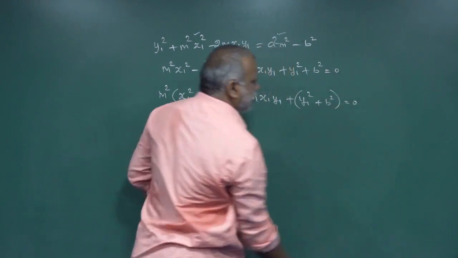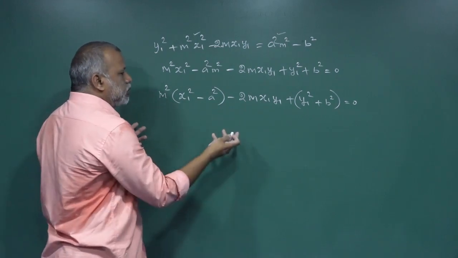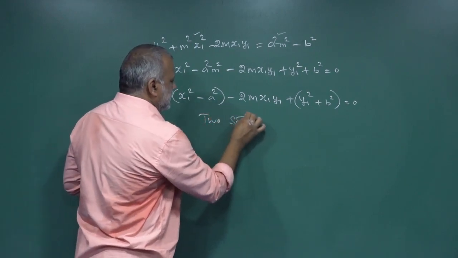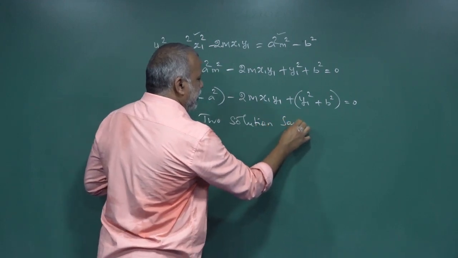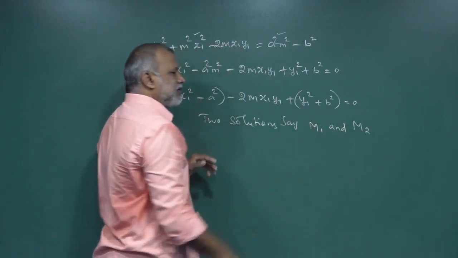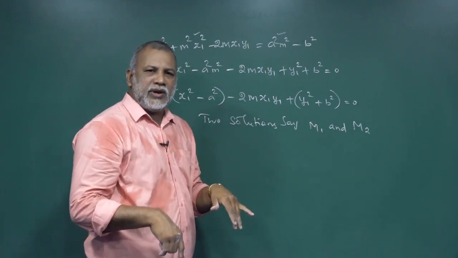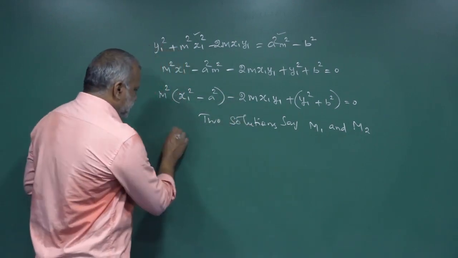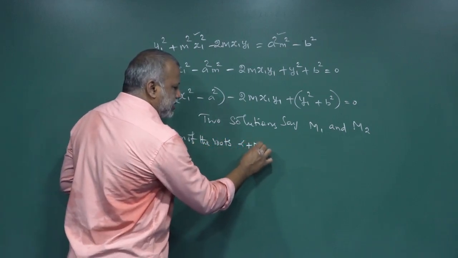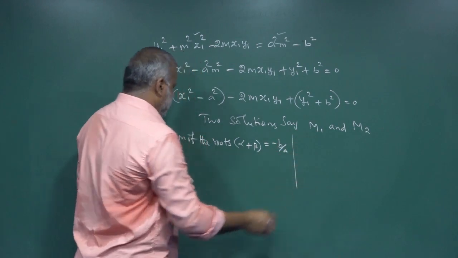By solving this equation, we can get two values of m, say m1 and m2, that is two solutions. That means it is a quadratic equation in m, and by solving we get two values, that is two slopes, m1 and m2. We already explained this for the ellipse: the sum of the roots, alpha plus beta, is the general information. The formula is minus b by a, but it is not needed now. Now, the product of the roots.